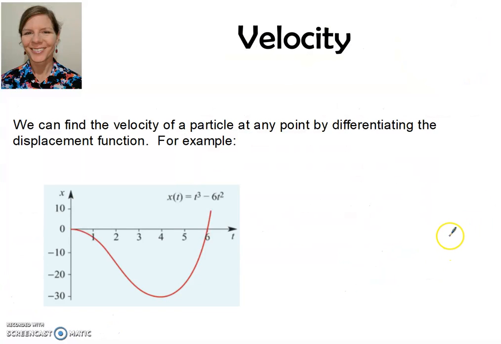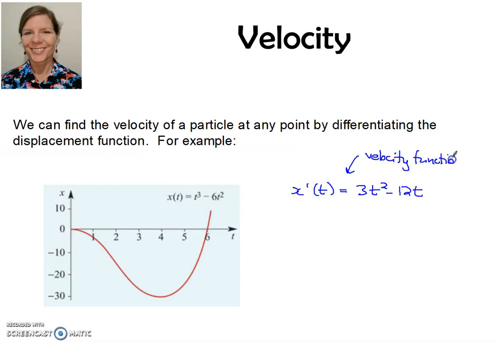Okay, let's talk quickly about velocity. Now we know we can find the velocity of a particle by differentiating the displacement function. So for example, this is our displacement function here, so we know that we can differentiate that to get x prime t, which is our velocity function, which is 3t squared minus 12t. Okay, so this is the velocity function.